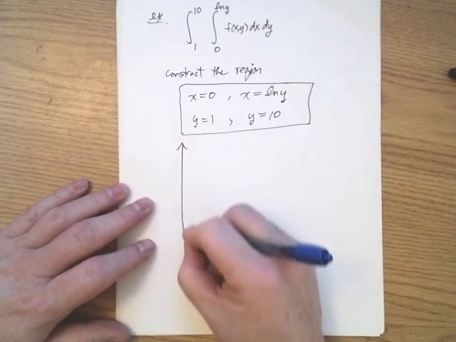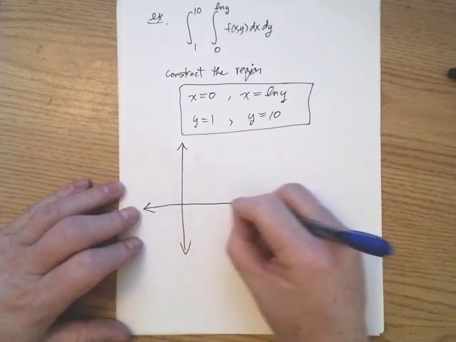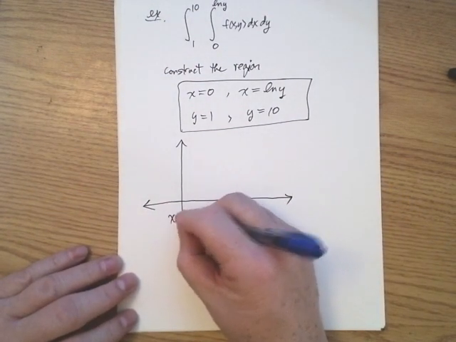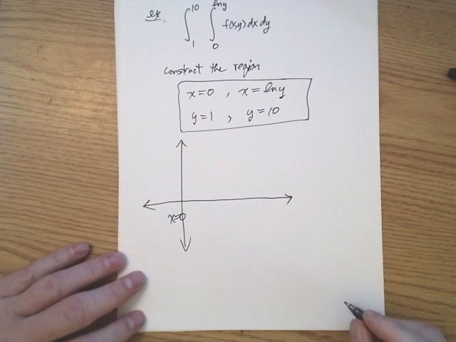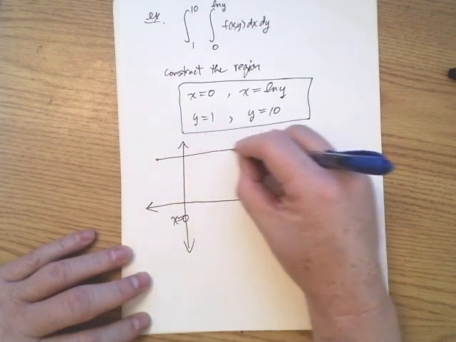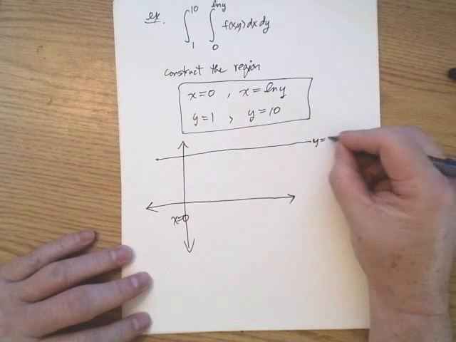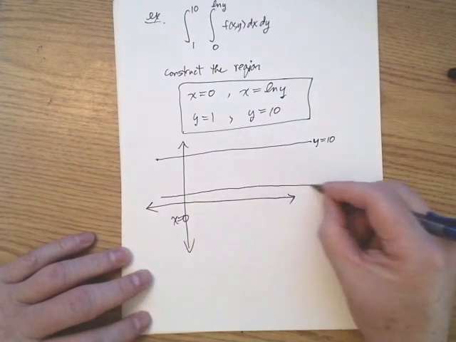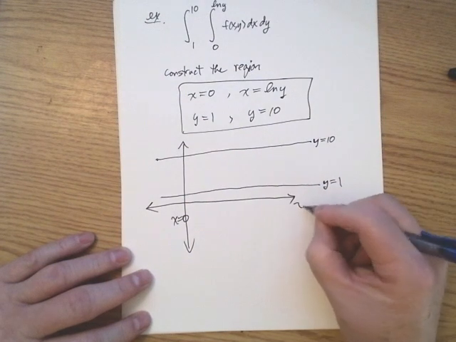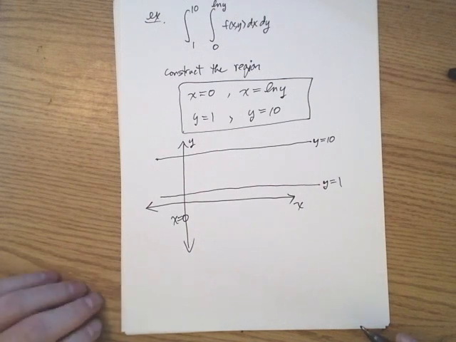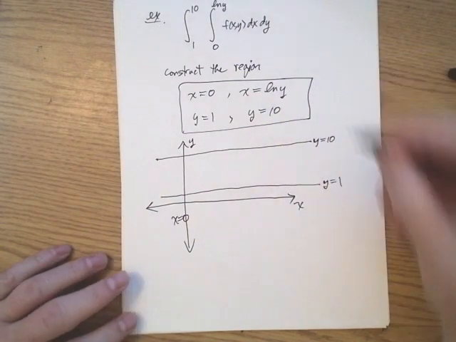Okay, so let's go ahead and draw this. X equals 0, as always. X equals 0, that's the y-axis. Y equals 1, y equals 10. Those are horizontal lines, aren't they? I'm a bit off on my scale, but that's okay. Let's say this is y equals 10, and this is y equals 1 here. That's the x-axis, that's the y-axis. Get those labeled. And then I've got x equal to the natural logarithm of y.